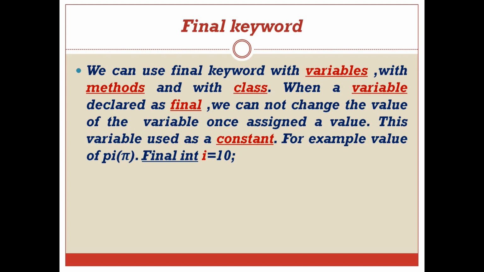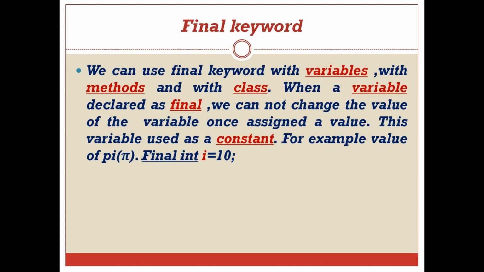When a variable is declared as final, we cannot change the value of that variable once a value is assigned. When we are declaring final variables, we must initialize the variable during declaration only. Suppose we are declaring a variable final int I, we need to assign the value at the time of declaration, because this value is final. We cannot reassign the value. This variable is used as a constant.